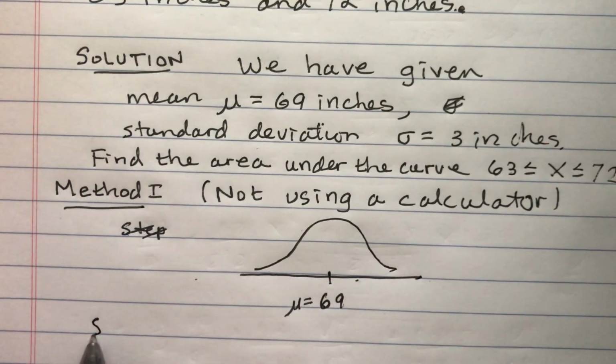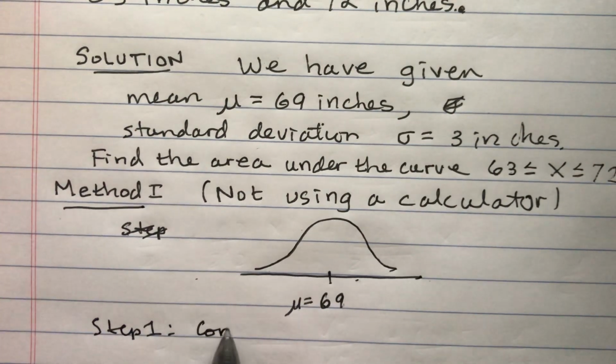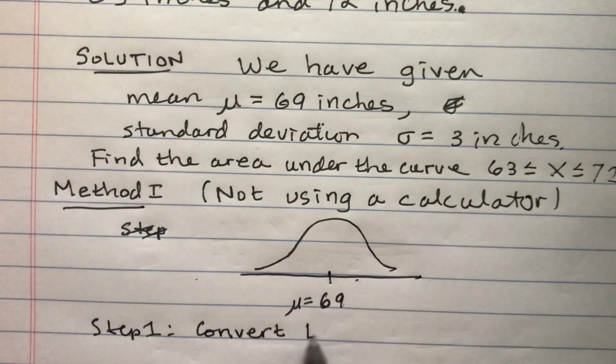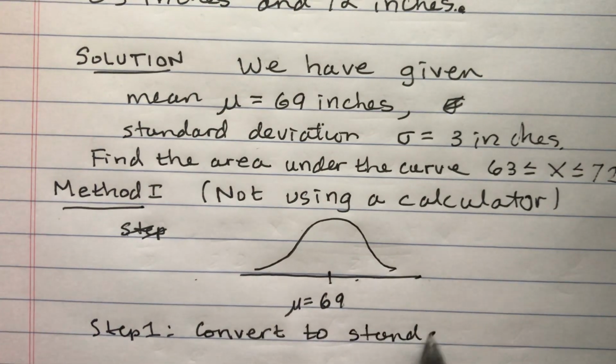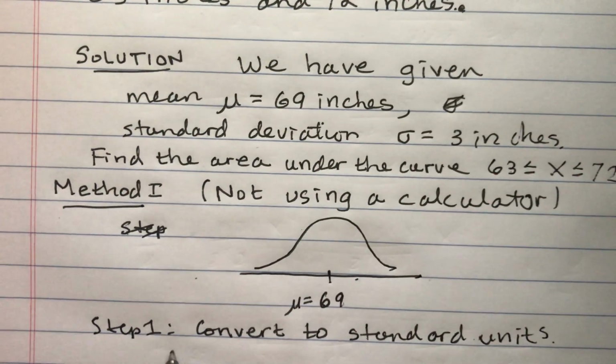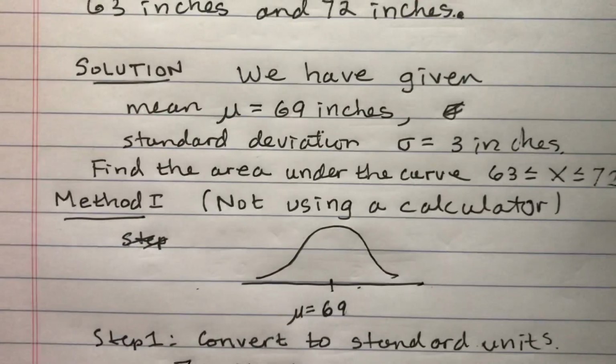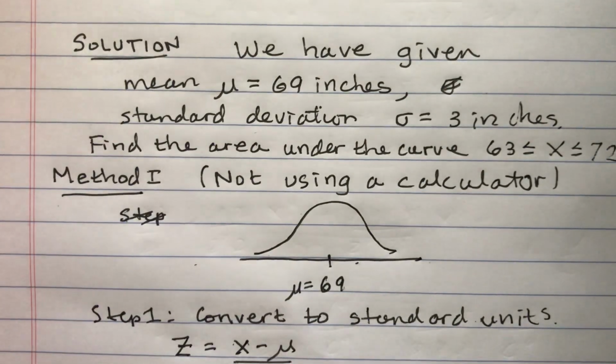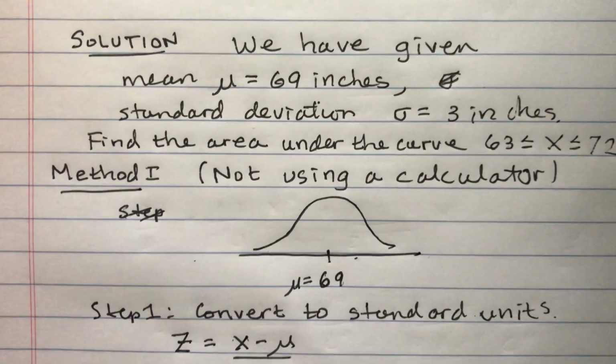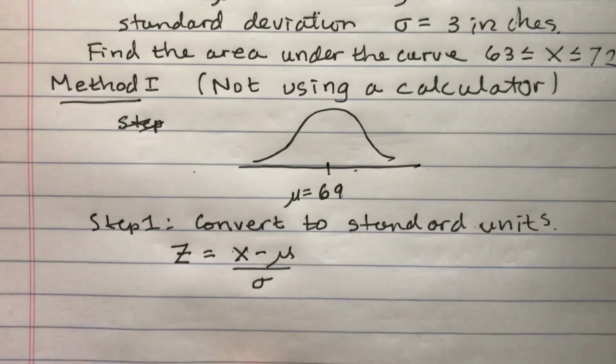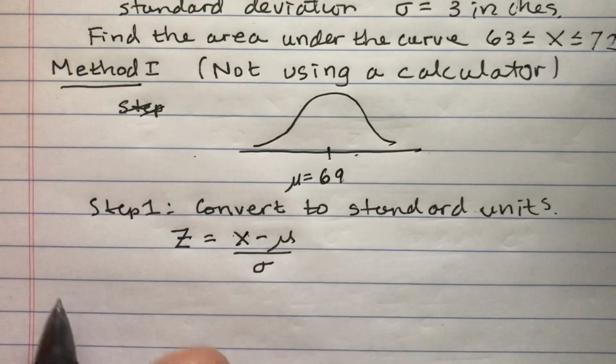But, so step 1, convert to standard units. And that's from another section that came before this. So we're going to use that z equals x minus mu over sigma. So we're going to look at the endpoints of that interval. We're looking for the area between 63 inches and 72 inches. And so let me see if I can fit this all here. I'm almost done with this page.